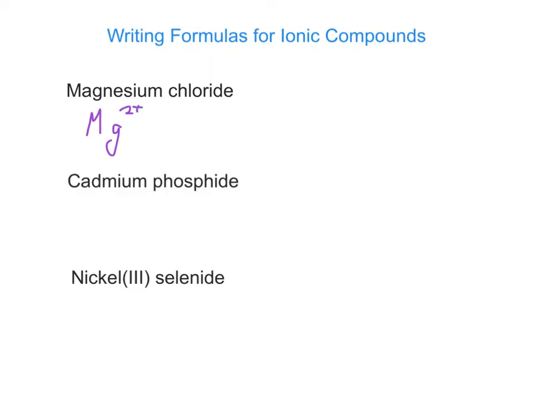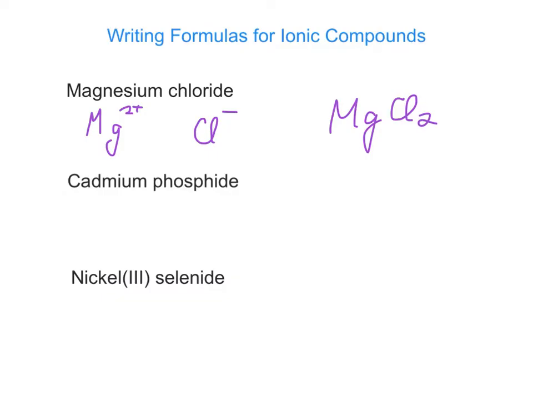Okay? And then chloride, that's Cl. Remember, that's a halogen, and it's going to gain 1 electron to be like a noble gas. So Mg2+ and Cl- will make MgCl2. So that's your formula for magnesium chloride.